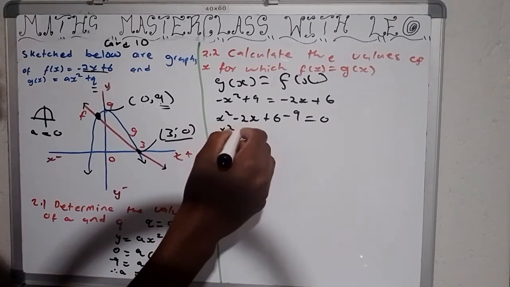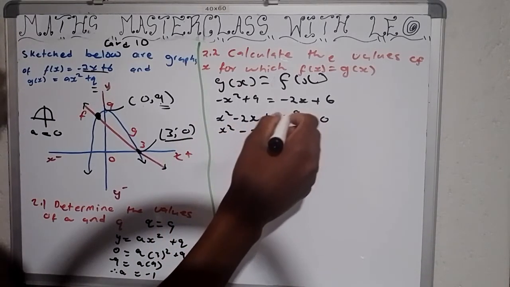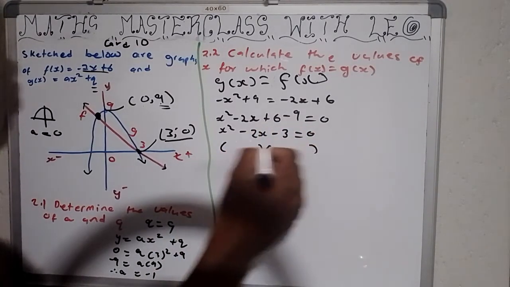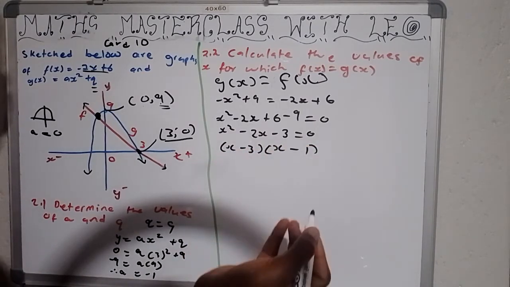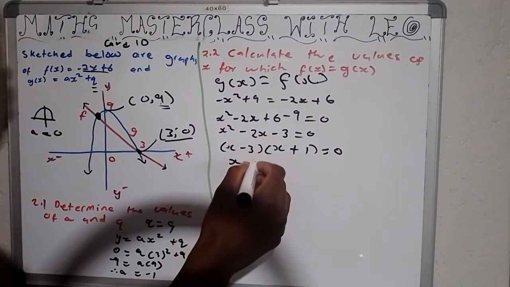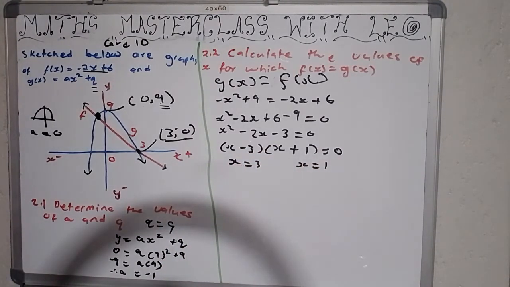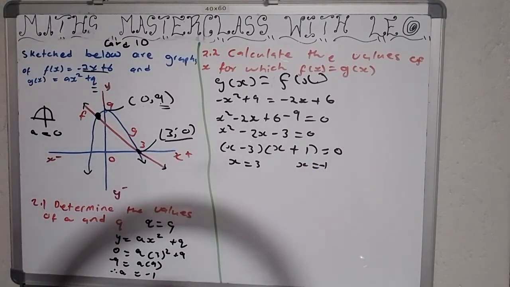Then x squared minus 2x minus 3 equals 0. Then factors: I'm going to have (x minus 3)(x plus 1) equals 0. Then x is equal to 3, x is equal to negative 1. Are my factors correct? Yes.